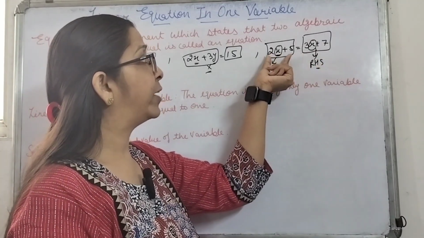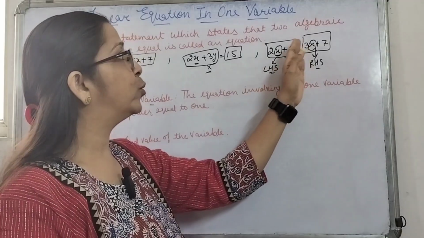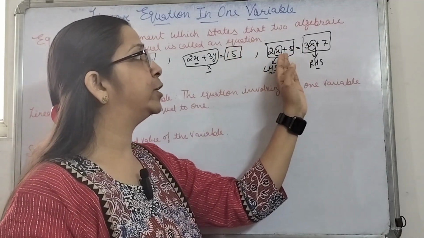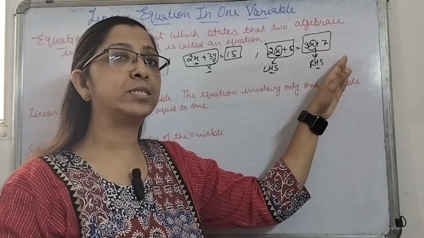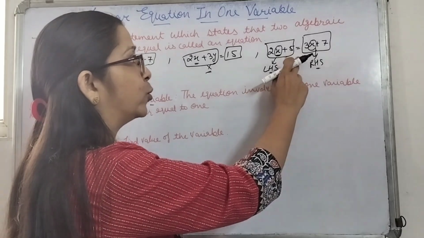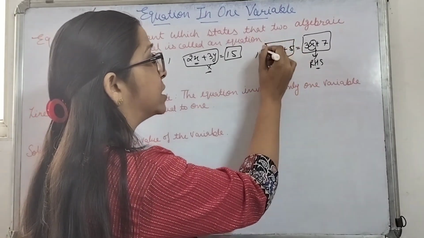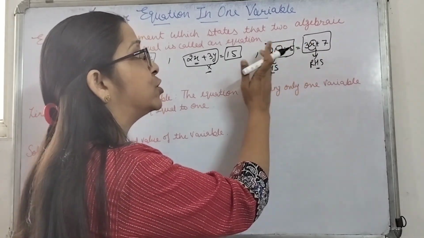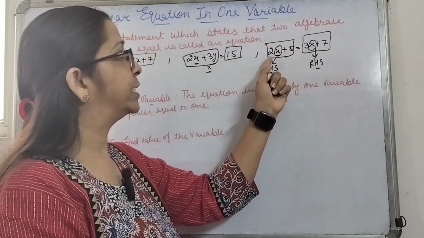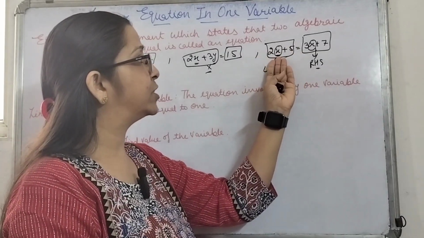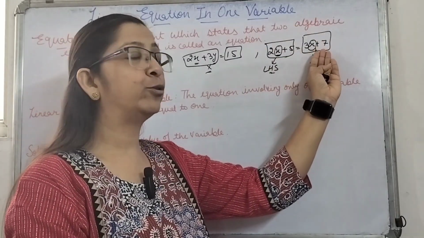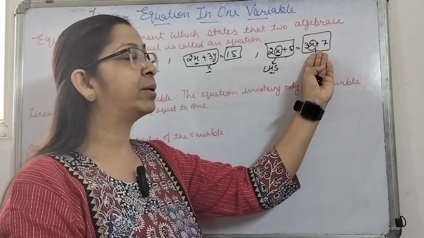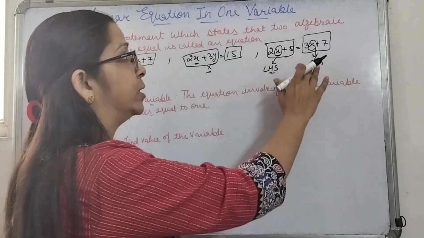Equation says that the value of the expression towards the left is equivalent to the value of the expression towards the right. Then only it will be equal. Whatsoever the value of this algebraic expression which is towards the left of this equality sign is, the value of this algebraic expression will be equivalent to the value of the algebraic expression which is towards the right of the equality sign.